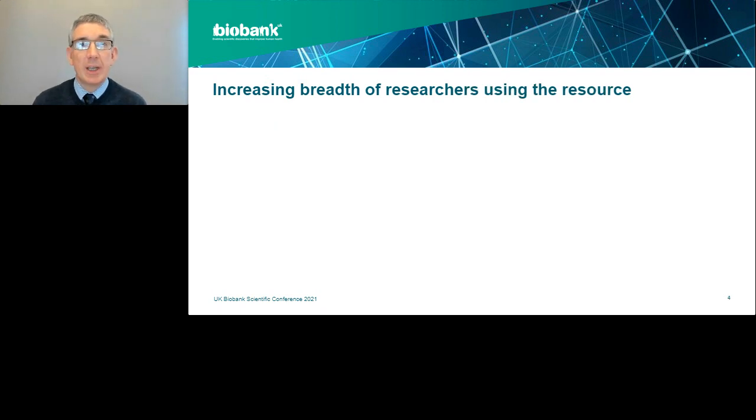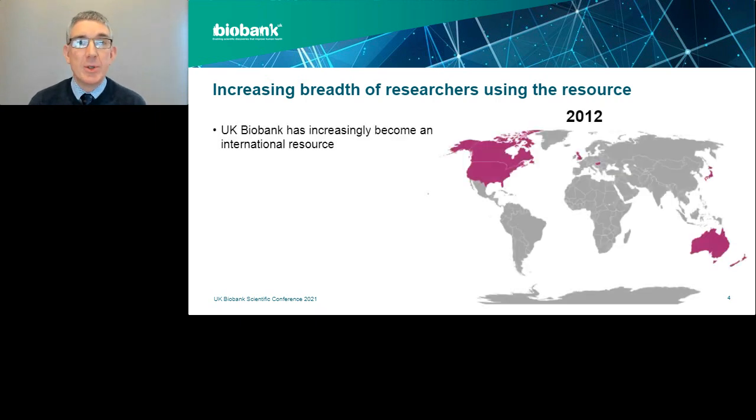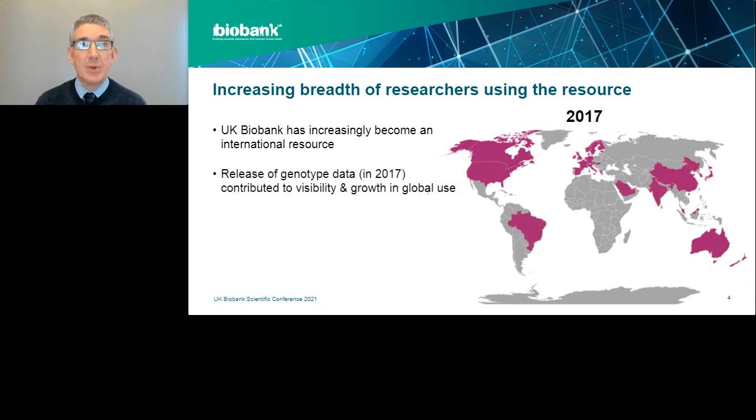As well as the increasing use, it's worth reflecting on how researchers have changed their use of the resource and where they come from across the world. If you look back to 2012, when access first opened, applications were being received particularly from researchers in the UK, from the US and Canada, and from Australia. As this graphic builds over time, you can see how that's changed, particularly with the availability of genotyping data in 2017, which is quite pivotal in increasing the visibility of the resource to researchers.